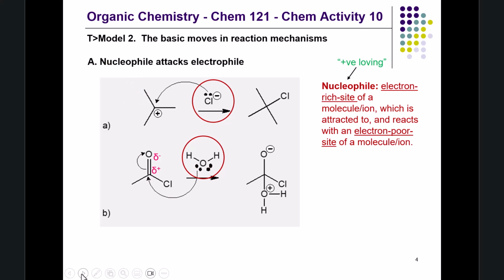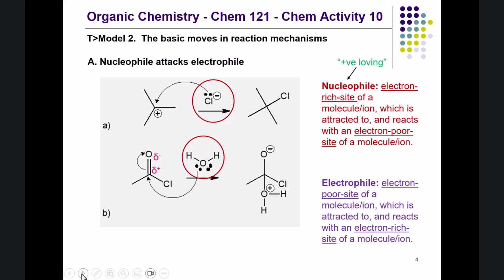Whereas in reaction B, you might be wondering, well, why is water attracted to the carbon of the C double bond O? Well, the carbon of the C double bond O is involved in a polar bond. So while there's not a full positive charge, the carbon has a partial positive charge and the oxygen has a partial negative charge because there's an unequal sharing of the shared pairs of electrons. So therefore, that water molecule is attracted to the delta positive carbon.